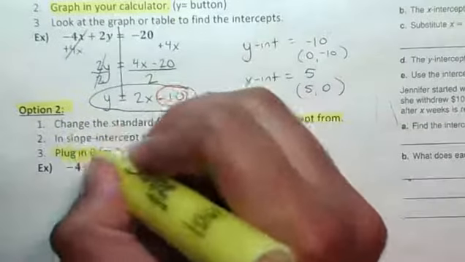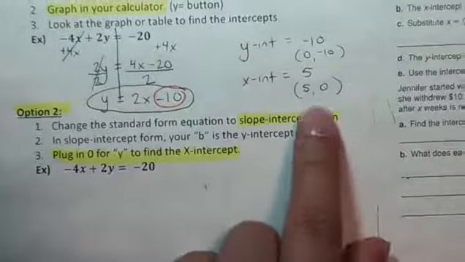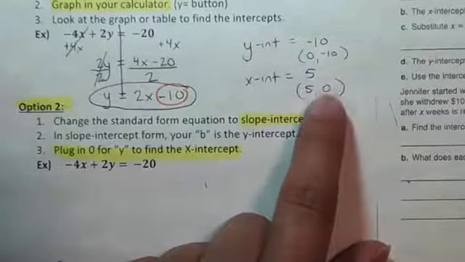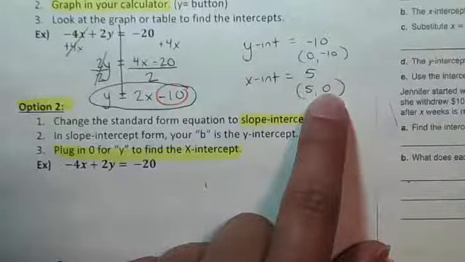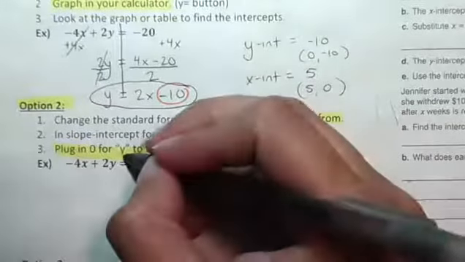Highlight that for me. Now why would we plug in 0 for y to find the x-intercept? Okay, remember, if I look back up here, the x-intercept was 5, 0. The y value here is 0. So if I plug in 0 for the y value and I solve, it's going to give me the x-intercept. Okay, so let's go ahead and solve this.